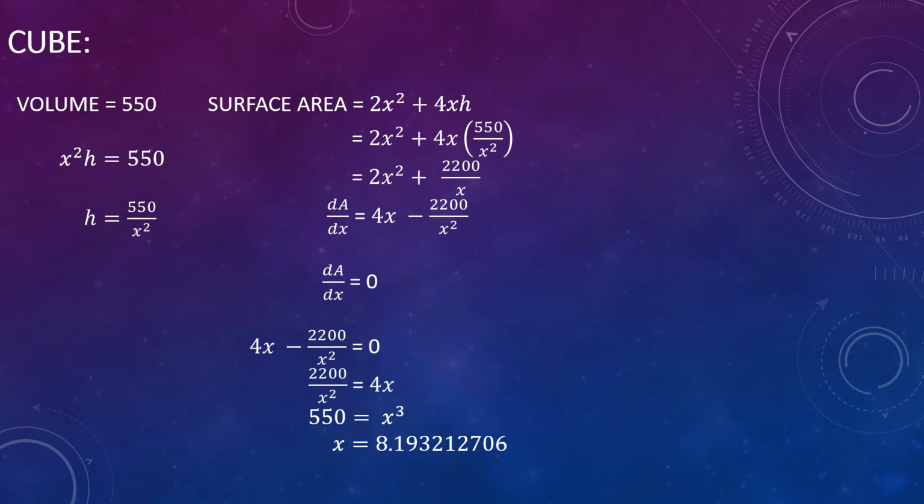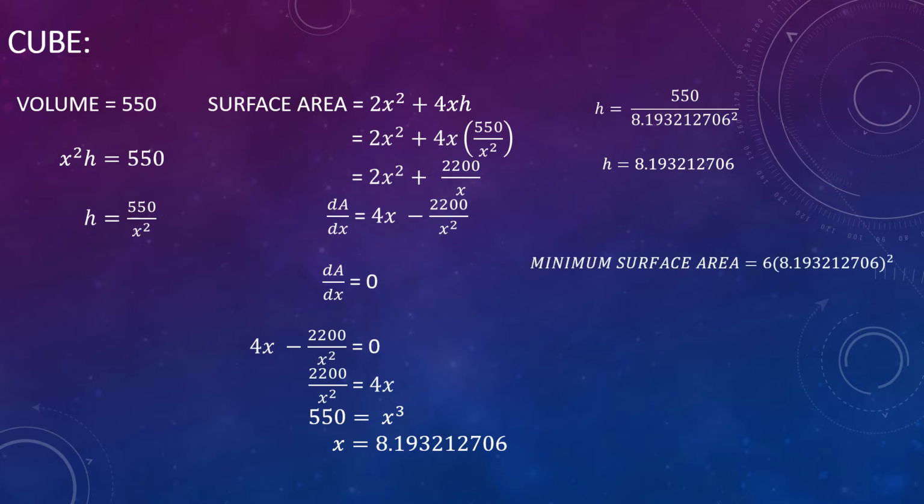So after doing some algebra again, we found out that x, which is the base length of the cube, is equal to 8.193212706. And if we sub in x into the formula of the height that we did just now, we will find out that the height is also equal to x, since it is a cube, so it all makes sense. So the minimum surface area we find, and we got 402.77240667 centimeters squared.